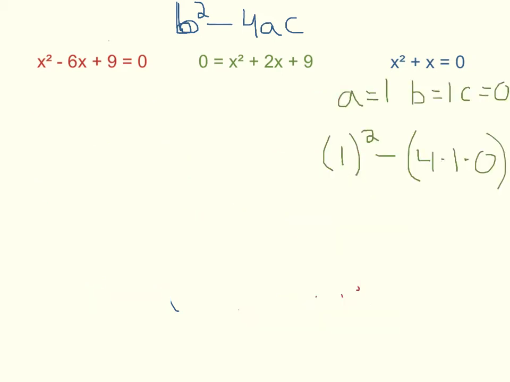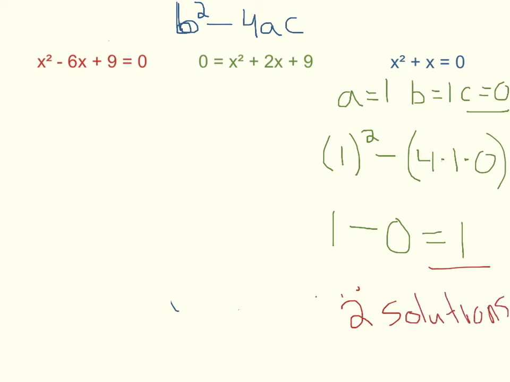For this last one, a equals 1, b equals 1, and there is no value of c, so we're going to plug in 0 for c. 1 squared is 1, minus 4 times 1 times 0 is 0, and 1 minus 0 is 1. Since 1 is a positive number, we get a positive number for our discriminant, which means this quadratic, if you were to solve it, would have two different solutions.